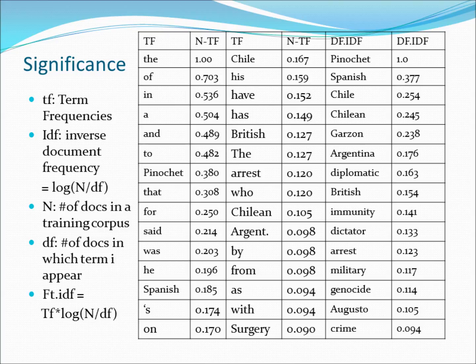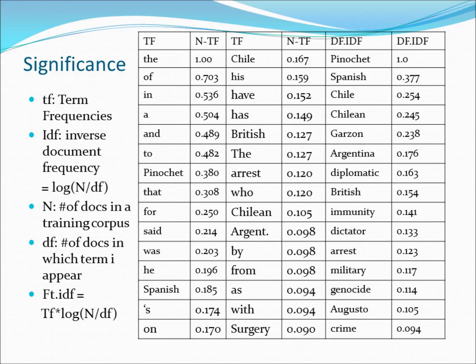Everything has a frequency, like Chile, Chilean, Argentina, and all those words have a frequency, the count. That's the size of the count: how many times you use how many words. The inverse document frequency uses the logarithm of N, which is how many documents you have in your corpora, in the training set, divided by the DF, which is the number of documents that use that term.